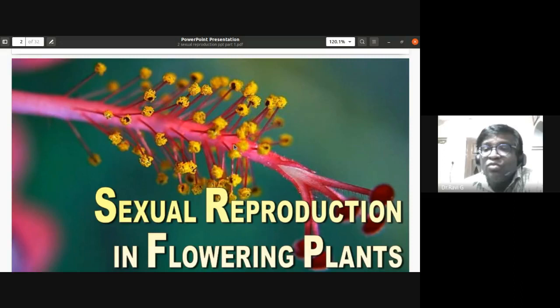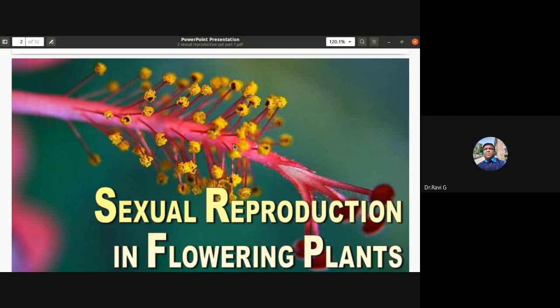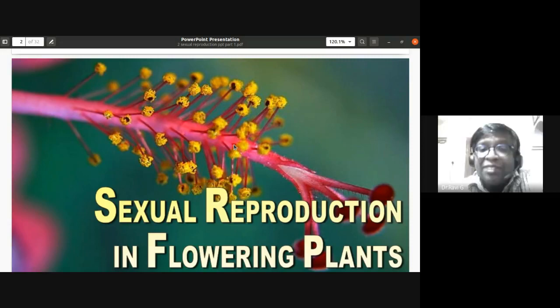Now just see in the slide the pollen grains on the anther. The pollen grains are liberated here, just waiting for the insects to visit the flower and get the pollen grains dusted on their abdomen or on their thorax. They get dusted, and the pollen grains are carried by the insects. This is what you notice in this hibiscus. So our topic for today's discussion is sexual reproduction in flowering plants.